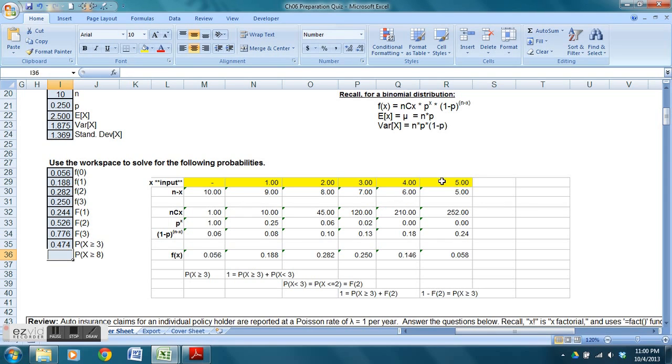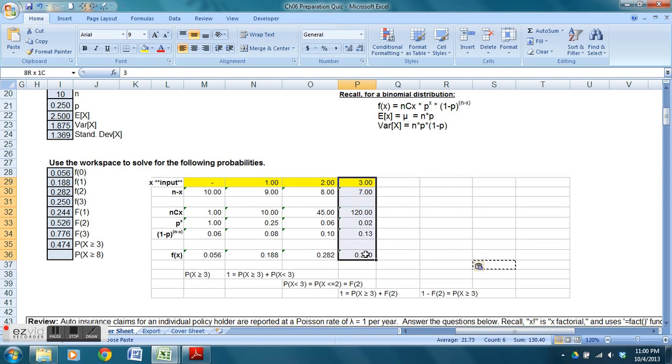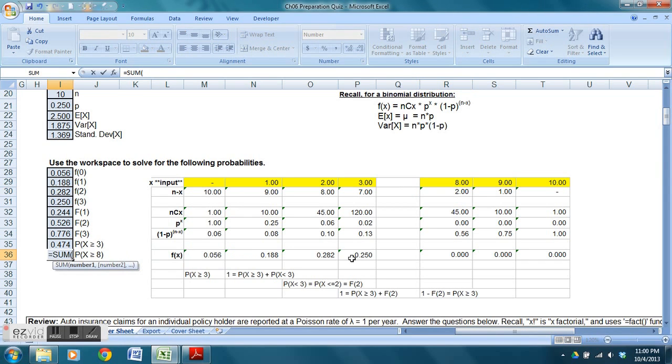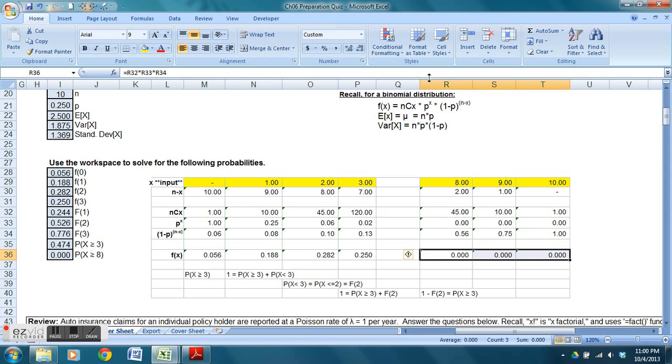Probability that x is greater than or equal to 8. In my mind, the easiest way of doing that is to punch it in. So we're going to put these in here. 8, 9, 10. Probability that x is going to be greater than or equal to 8. Sum greater than or equal to 8. And, well, it looks like it's 0. Does that make sense? So we'll bring this out a little bit.